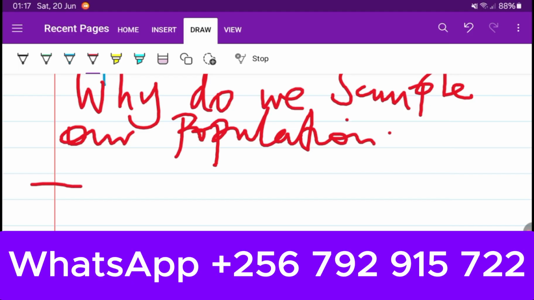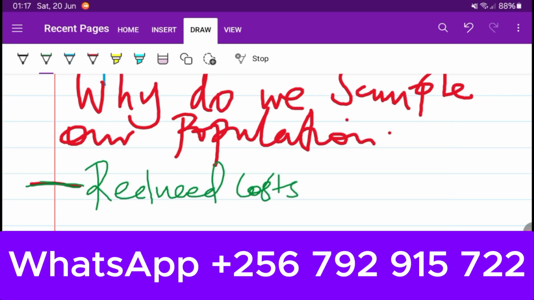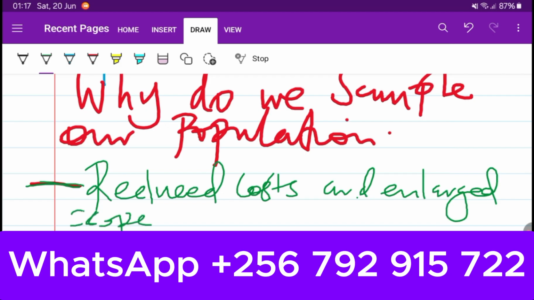Of course, one of them is that we will have reduced costs and enlarged scope. Reduced costs and enlarged scope.